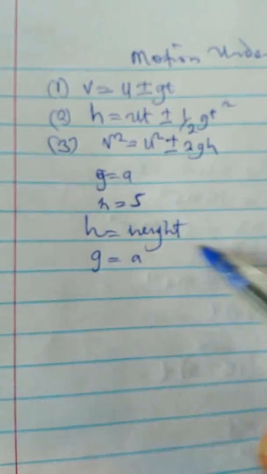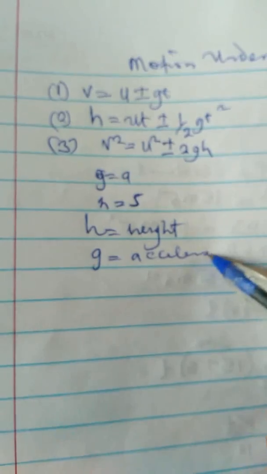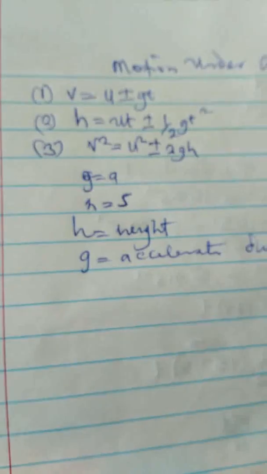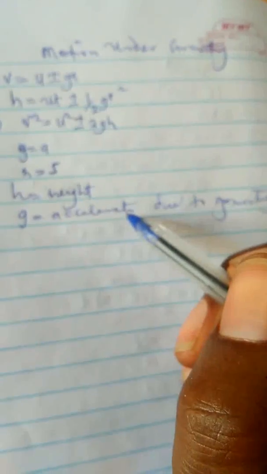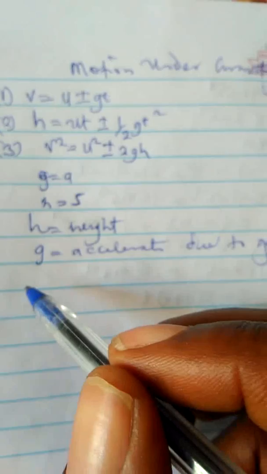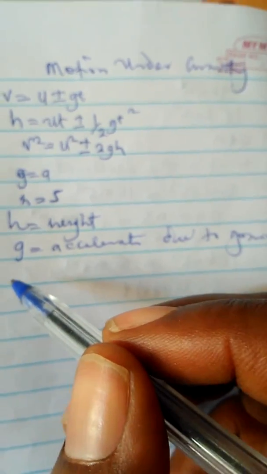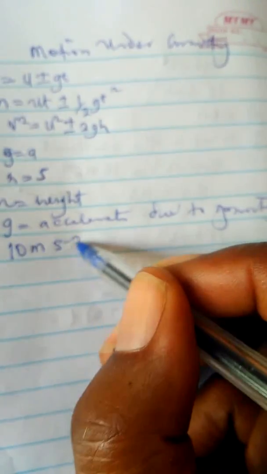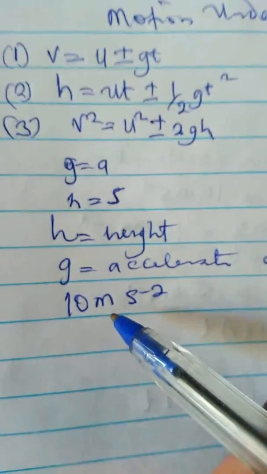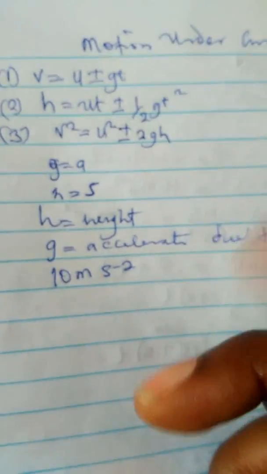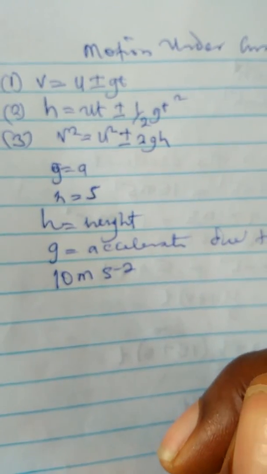Acceleration due to gravity. Acceleration due to gravity. Acceleration due to gravity. I believe it's clear. Which we do approximately take it as 10 as the power. Okay, just like that. That's what we do take it as, and it serves like a constant.